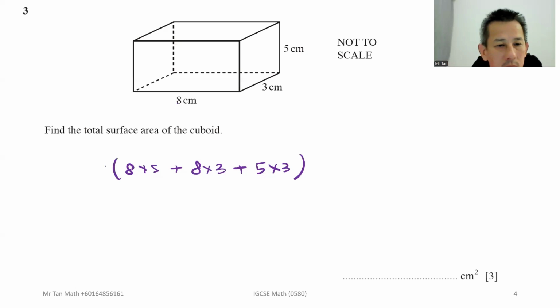Everything you times 2, because there are 2 of each. So if you calculate, you should get 158.